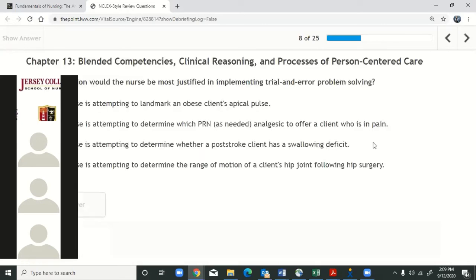Okay, in which situation would the nurse be most justified in implementing trial and error problem solving? So, which one would be okay for you to use trial and error with? And so now, you know, you're kind of thinking about patient safety also.